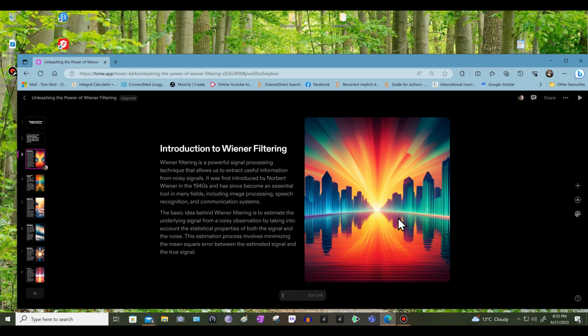The English is pretty much perfect. There's no problem with the grammar or anything, including image processing, speech recognition, and communication systems. The basic idea behind the Wiener filter is to estimate the underlying signal from a noisy observation, by taking into account the statistical properties of both the signal and the noise. That's perfect. This estimation process involves minimizing the mean square error between the estimated signal and the true signal. Again, perfect.